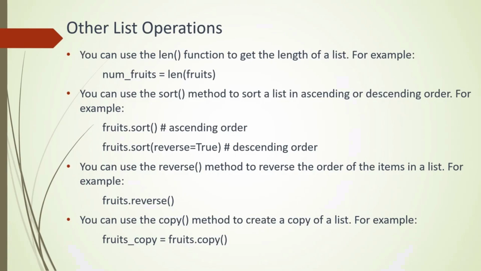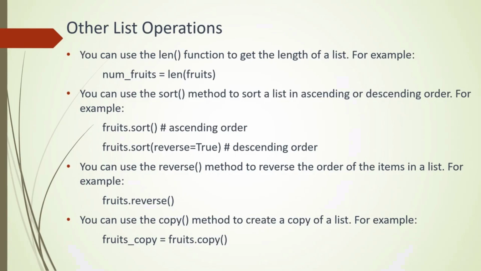The reverse method reverses the order of the items in a list. The copy method creates a shallow copy of a list. This means that the new list is a separate object, but the items in the list are still references to the original objects. For example, if you wanted to get the length of a list of 3 fruits, in particular apple, banana, and orange in that order, you say num underscore fruits equal to len, and then in brackets, fruits.